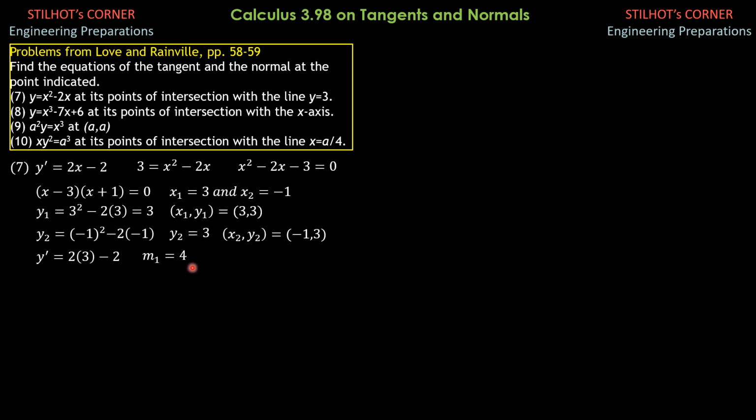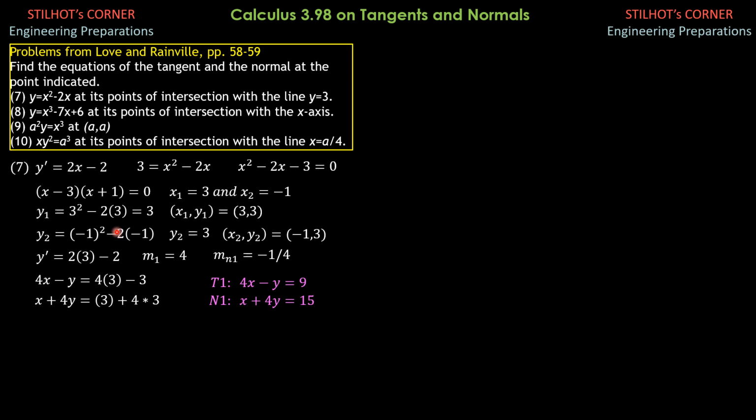The slope of the normal is the negative reciprocal of 4, negative 1/4. And the equation of the tangent would be in the form 4x minus y equals 4x1 minus y1. That is 4x minus y equals 4 times 3 minus 3. Therefore, the first tangent is 4x minus y equals 9. For the normal, it is x plus 4y equals x1 plus 4y1. So x plus 4y equals 3 plus 4 times 3. And therefore, the first normal is x plus 4y equals 15.